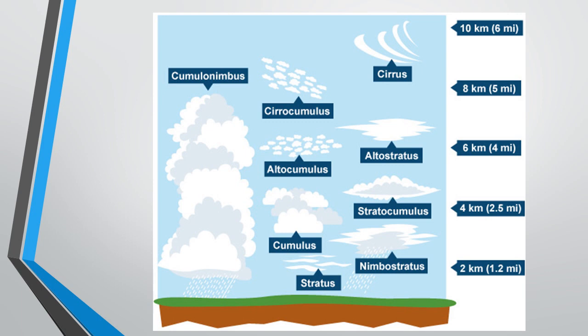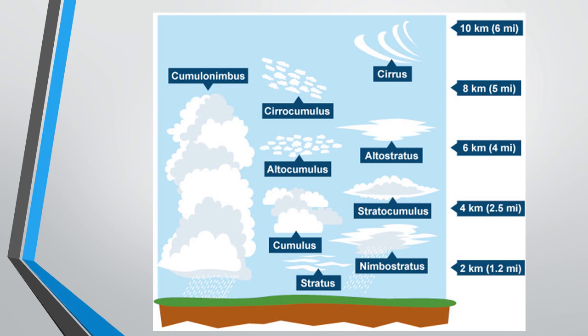Clouds are divided into families of high level, middle level, low level, and vertically developing clouds, and are classified again in accordance with their general shape. High level clouds include cirrus, cirrostratus, and cirrocumulus clouds that occur at altitudes between 16,000 and 45,000 feet. Middle level clouds include altostratus, altocumulus, and nimbostratus clouds that occur between 6,500 and 22,000 feet.